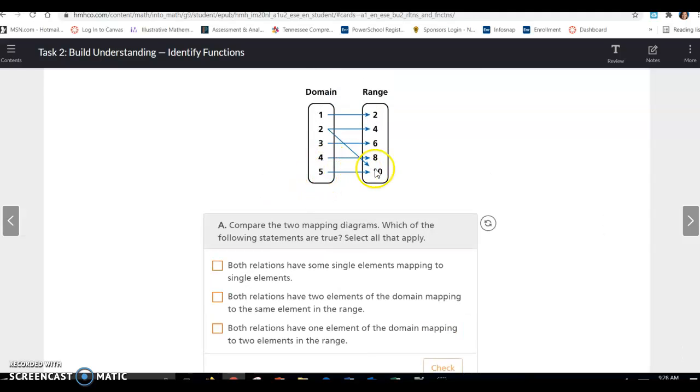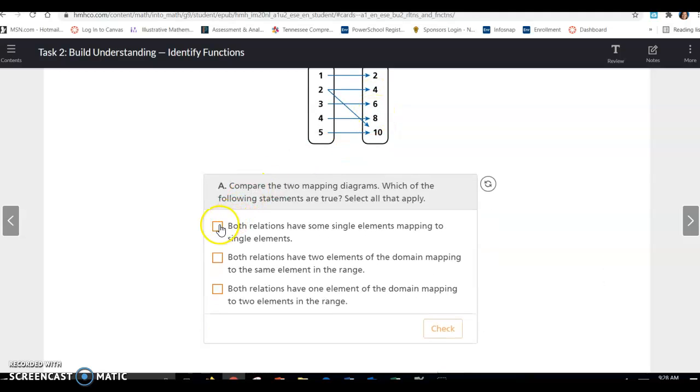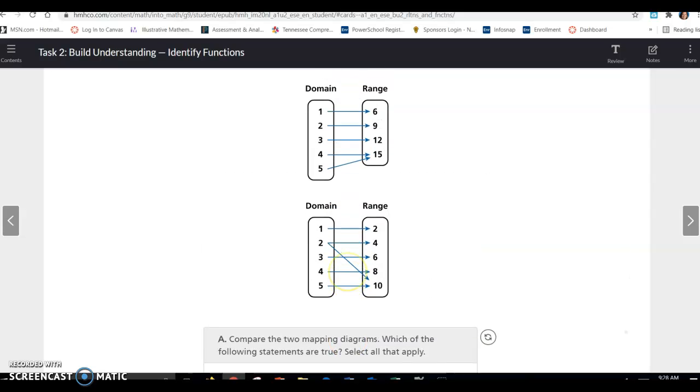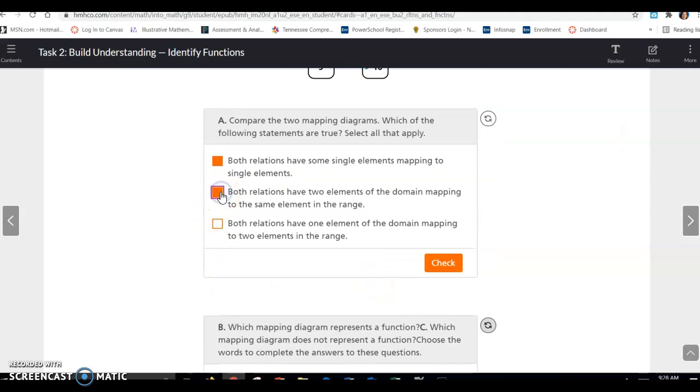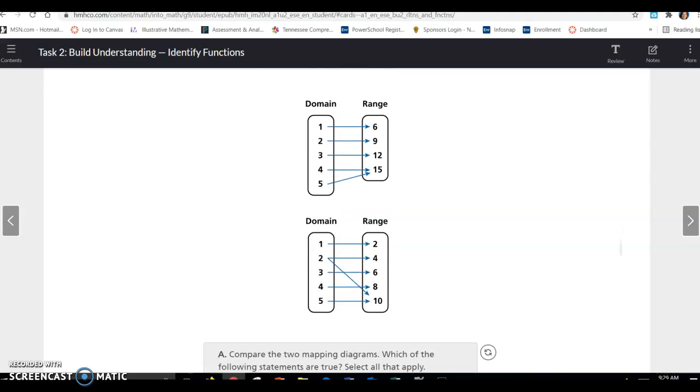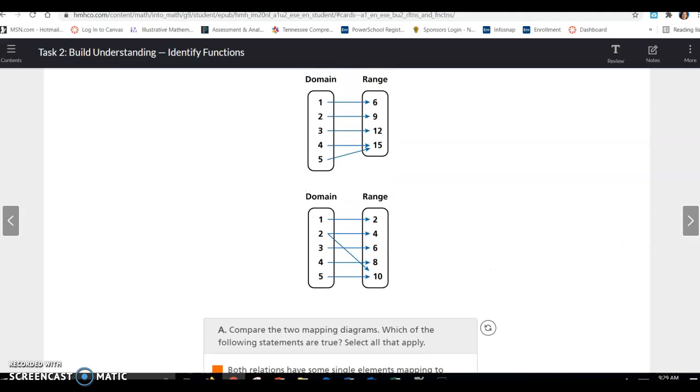Both relations have some single elements mapping to a single element. That's true. If you look, you've got single elements going here, and single elements going here. So that is true. Both relations have two elements of the domain mapping to the same element in the range. That is also correct. Both relations have one element of the domain mapping to two elements of the range. That one is not true.